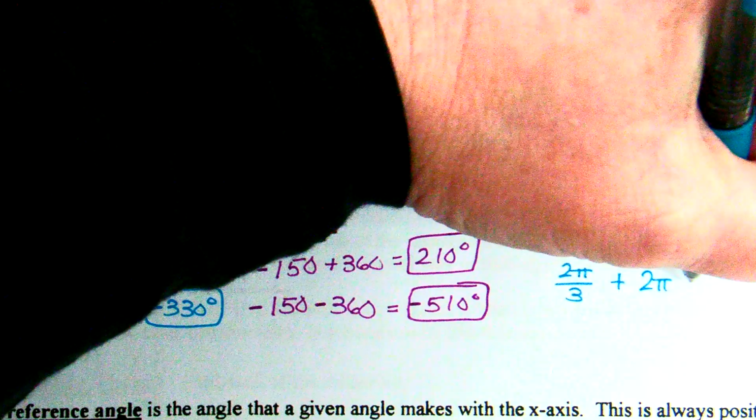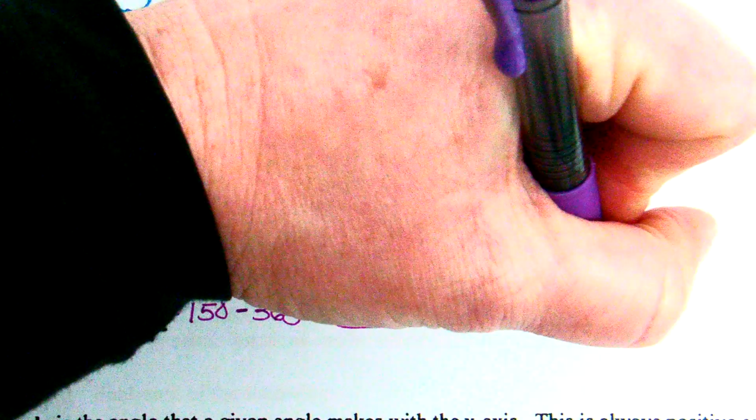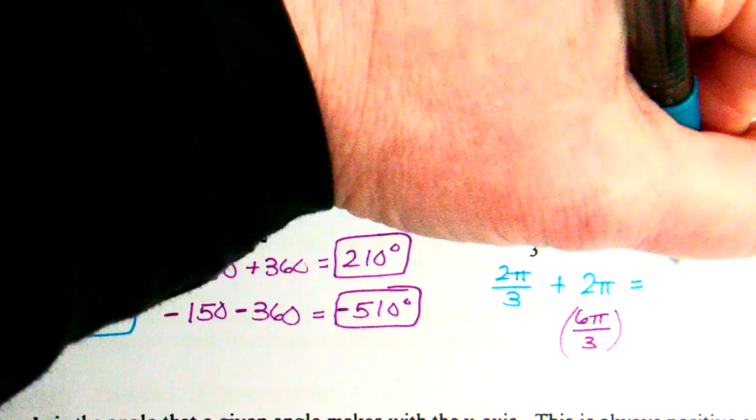Okay, so we're going to do 2 pi over 3, and we're going to add 2 pi. How do I add 2 pi? 2 pi over 1. We need a common denominator of 3. So what is 2 over 1 in terms of thirds? 6 thirds. Because 2 times 3 is 6, so we're going to be adding 6 pi over 3. So 2 pi over 3 plus 6 pi over 3 is 8 pi over 3.